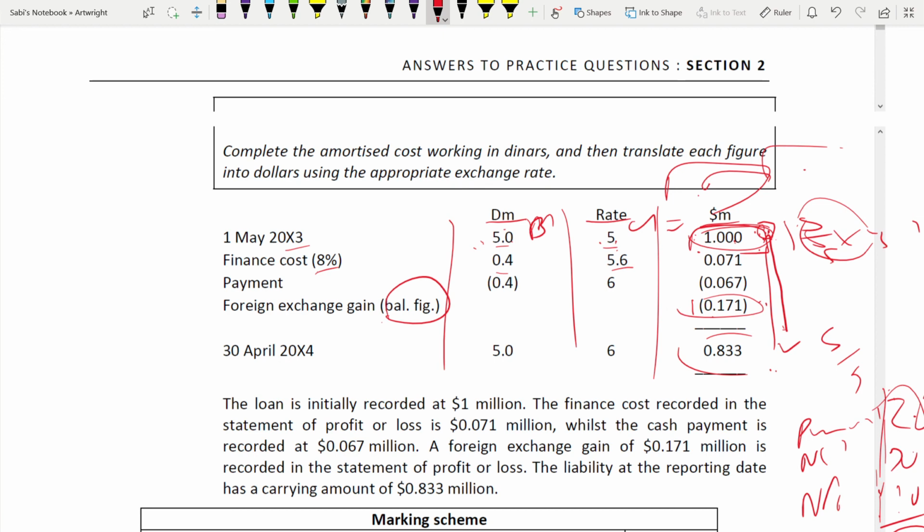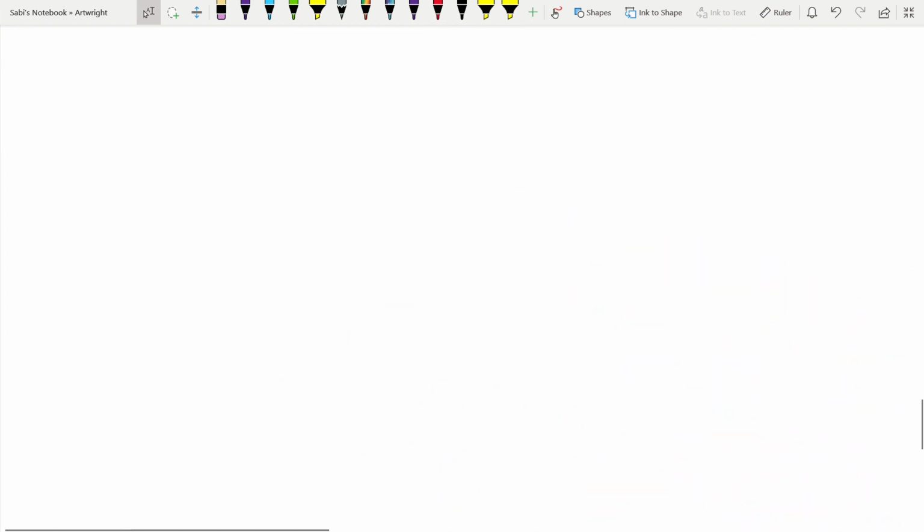Okay, so let us go to the payment now. What is the payment? 5 minus, no, sorry, payment is 0.4. How are you getting it? How are you getting the payment? Okay, we'll go to the payment section.